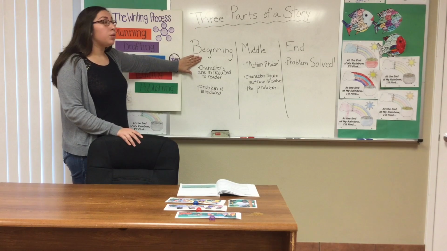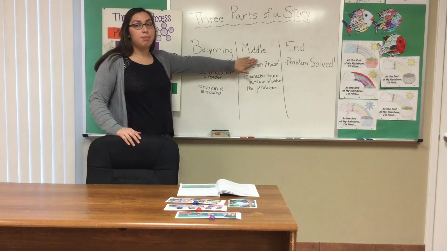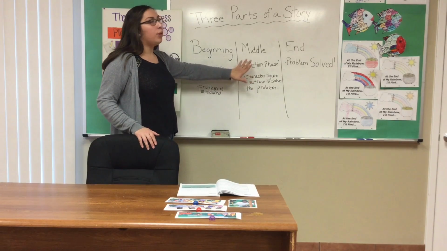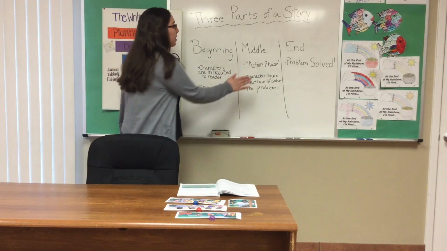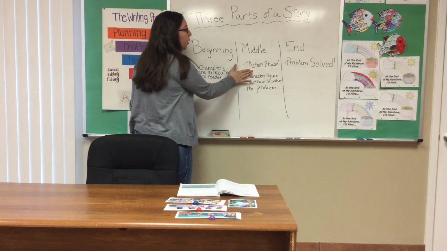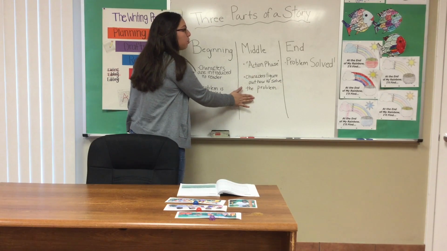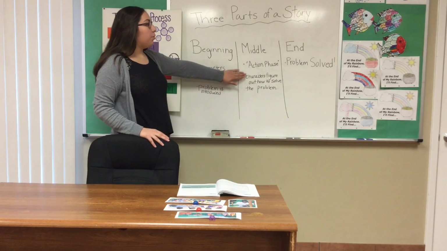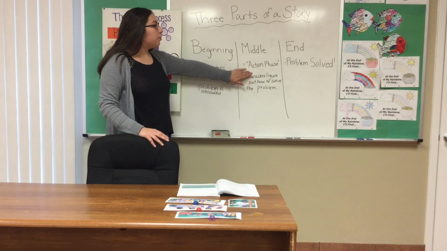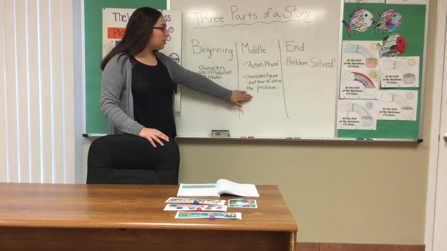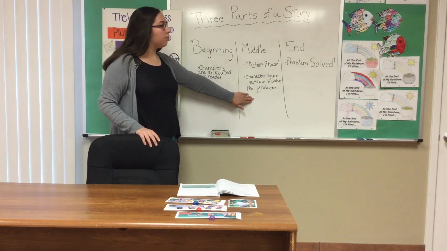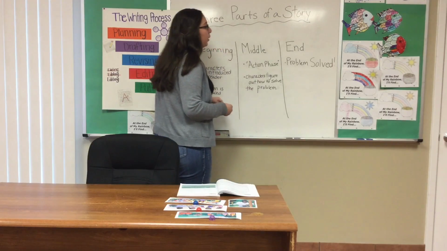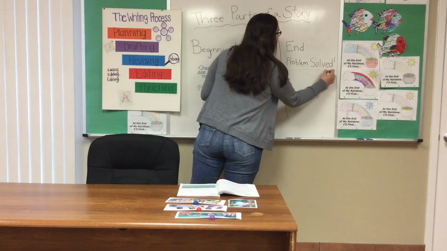Now, once you've written your beginning, you can proceed to the middle. When you're working on your middle, this is where all the good stuff happens. This is your action phase. This is where the characters figure out how to solve the problem that you mentioned in the beginning. Now, once your middle has been completed and a way to solve the problem has been figured out, you proceed to the end. When you're at the end of a story, this is where the problem is solved.